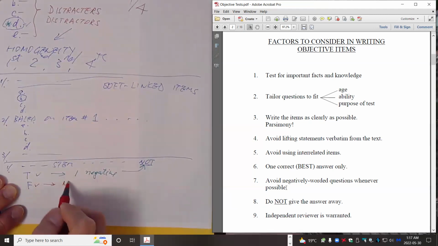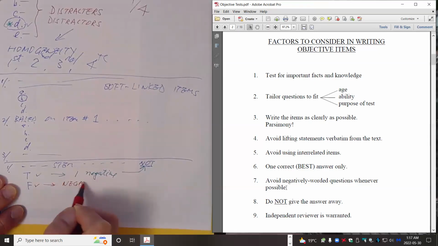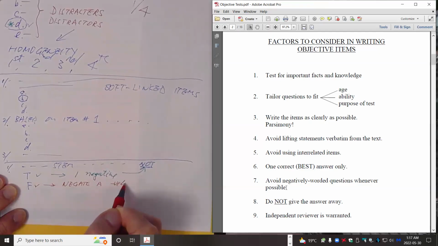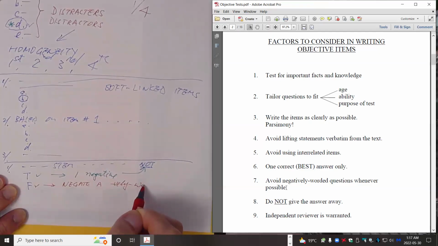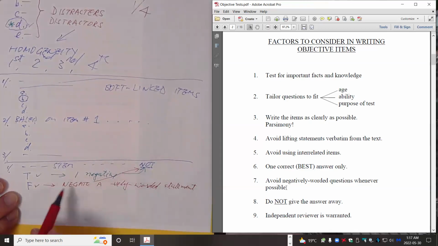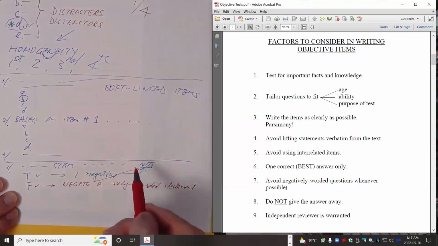you have to negate the negatively worded statement. Is that right? You have to negate this "not." Isn't that a double negative? You negate a negative. All right.